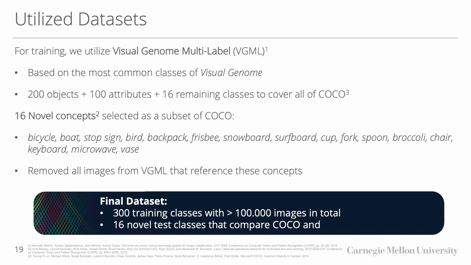In our experiments, we utilized the VGML dataset, which is a subset of Visual Genome, providing a knowledge graph for the 200 most common objects and 100 most common attributes. We then extend the 200 object classes with 16 more classes to cover the entirety of the COCO dataset. This then allows us to utilize a common novel object detection benchmark over the COCO dataset, resulting in a training dataset with over 300 concepts and over 100,000 images total.